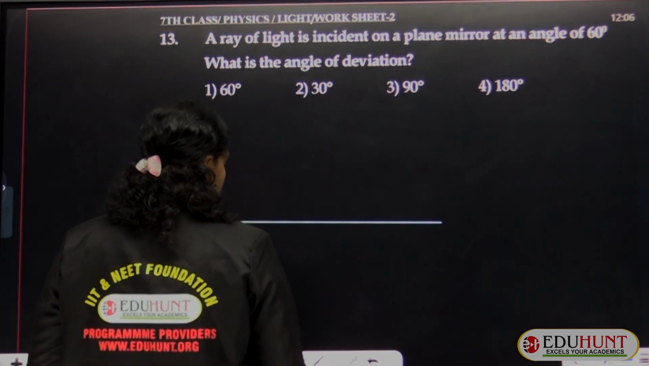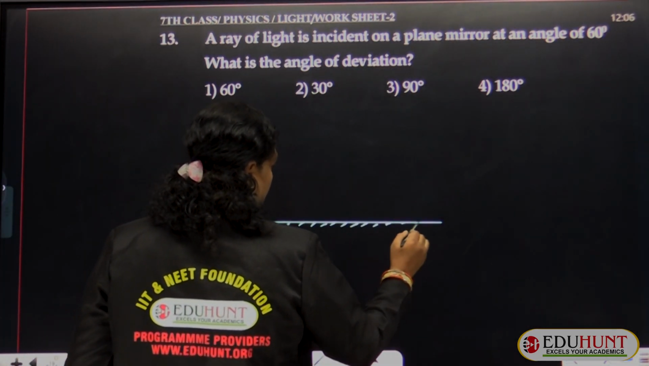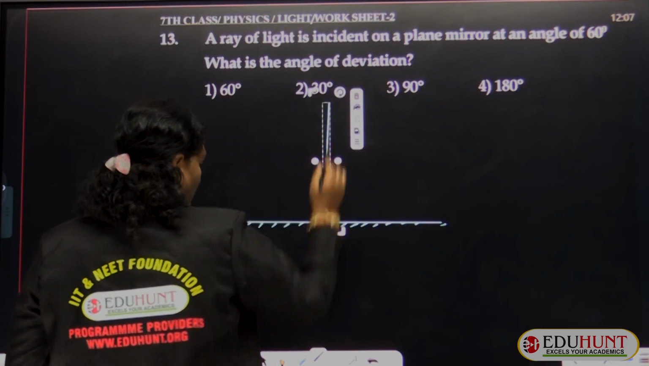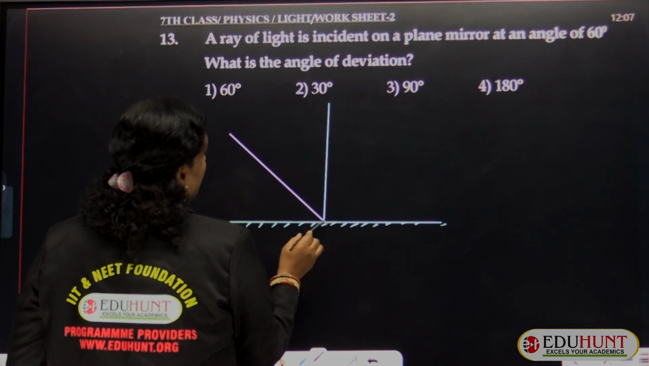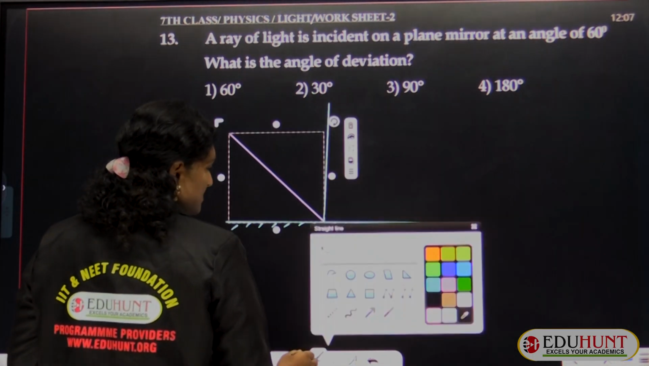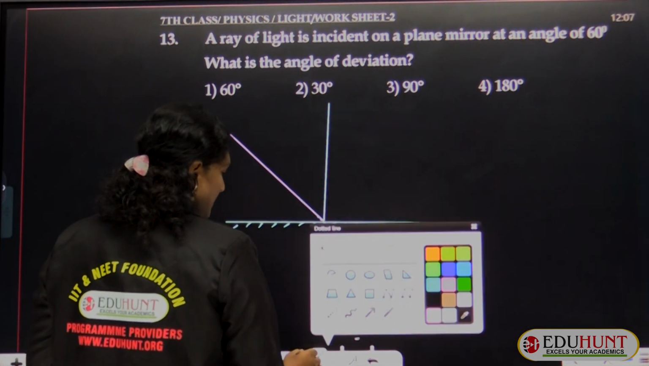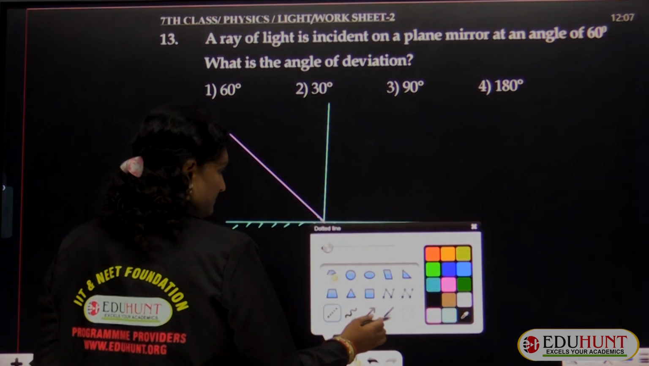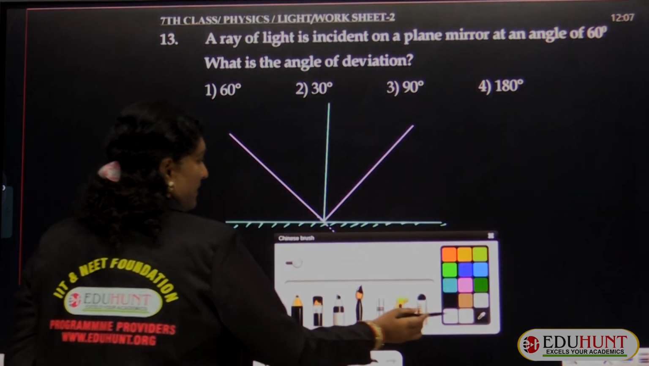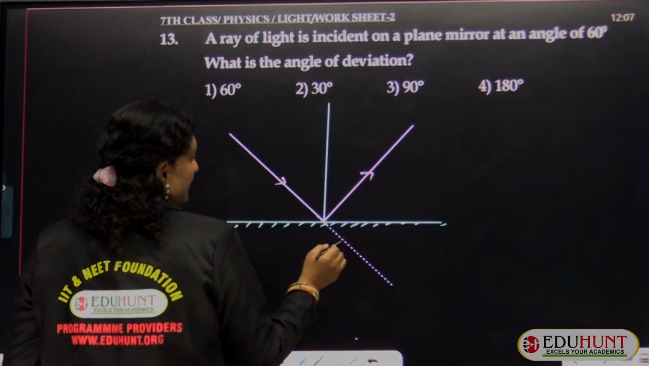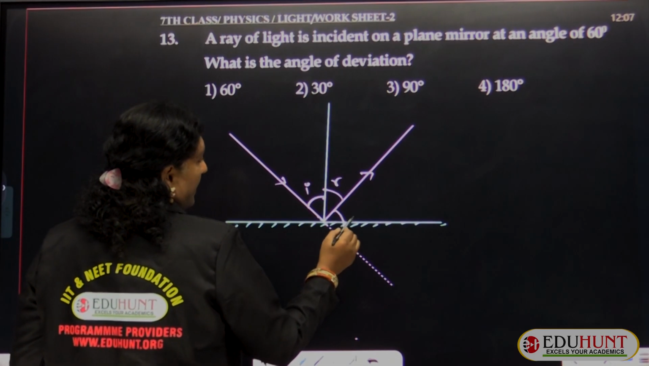For this, let us imagine a plane mirror, with some normal drawn to the plane mirror. A light ray is incident on this plane mirror. Instead of this light ray going straight ahead, it deviates its path and moves in this particular direction. This is your incident ray, reflected ray and the deviated ray. So, angle i, angle r and angle d.